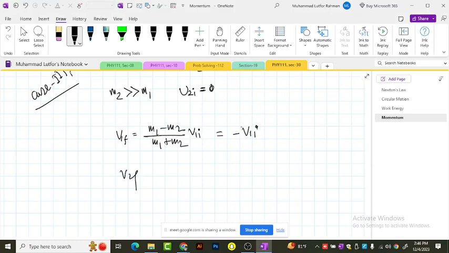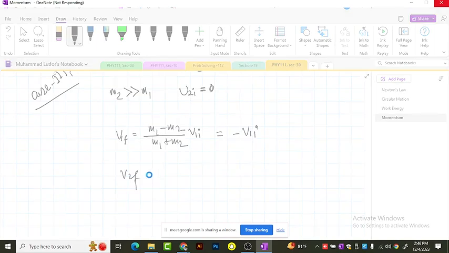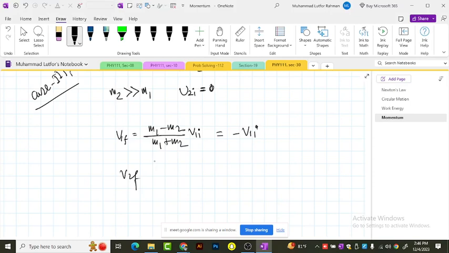whereas v2f would be simply 2 m1 divided by m1 plus m2, times v1i. In that case it should be 1 divided by 1001, which is going to be close to 0. So that's why we say it should be close to 0.